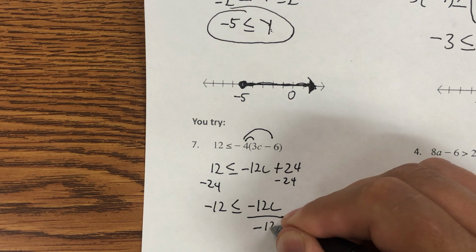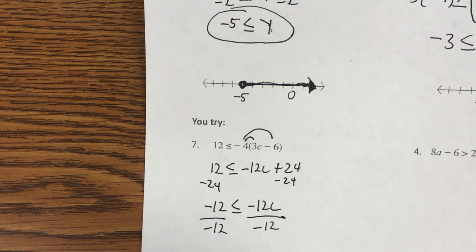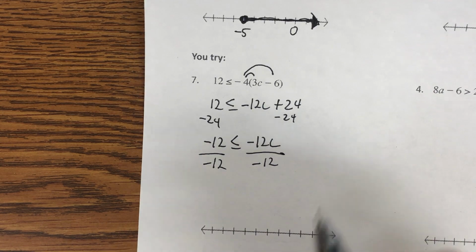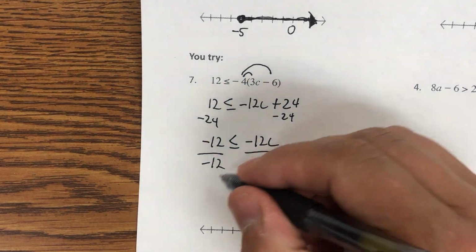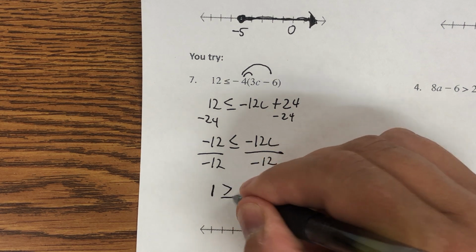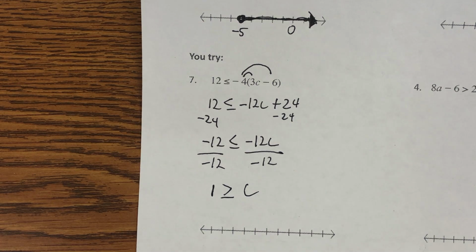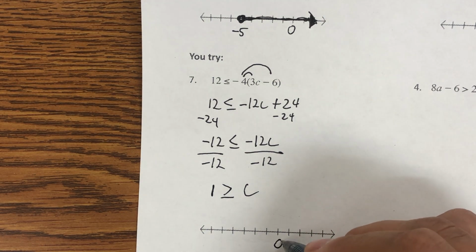And we get negative 12 is less than or equal to negative 12c. Divide both sides by negative 12 to undo the multiplication. I divided both sides by a negative, so I have to flip the sign. Negative divided by negative is positive 1, greater than or equal to c. So 0, I'm heading over to 1.